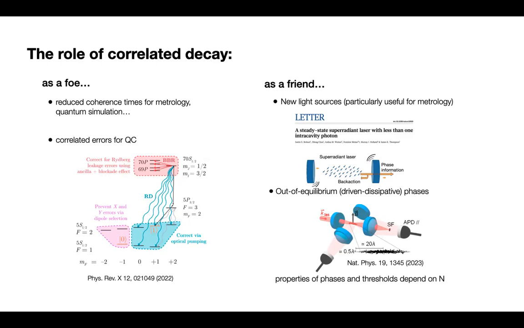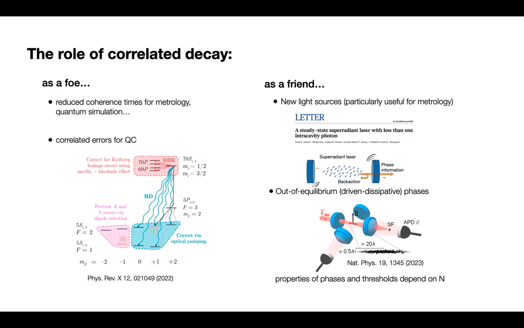And it's connected with some ideas such as the super-radiant laser, where we have an ensemble of atoms that are incoherently driven. Above a certain threshold, this ensemble starts to radiate coherent light. And this coherent light, the intensity goes as N². And also the thresholds at which this lasing occurs depend on the number of particles. And this again, because decay is correlated.